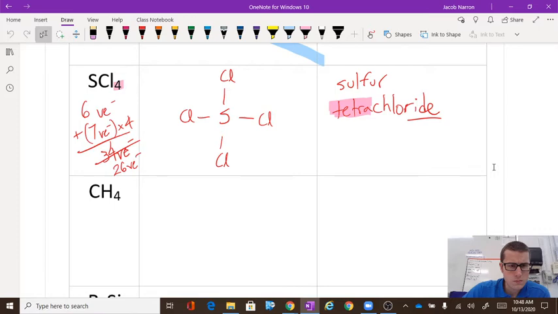And how am I going to distribute them? I'm going to distribute them to the outside atoms first, so all these chlorines, and I do it in 2s. 2, 4, 6, 8, 10, 12, 14, 16, 18, 20, 22, 24.